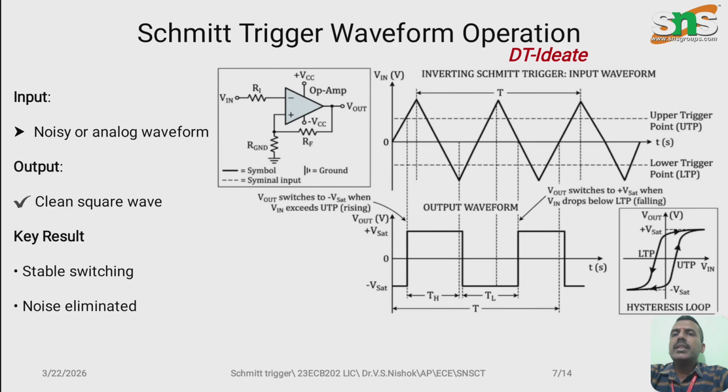So coming to the Schmitt Trigger waveform operation, the sensors, as shown in the previous slides, produce a noisy analog waveform, shown here as a triangular input waveform, and the output obtained from the Schmitt Trigger circuit will be a clean square wave. So the noise in the input is rejected with the help of this hysteresis concept, and the final result is stable switching and rejected noise.